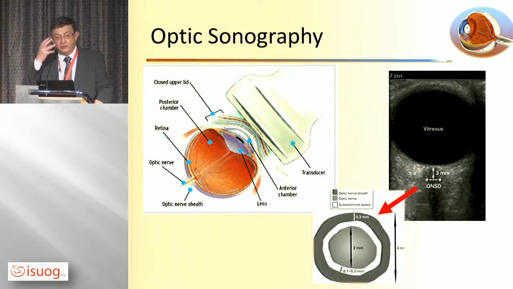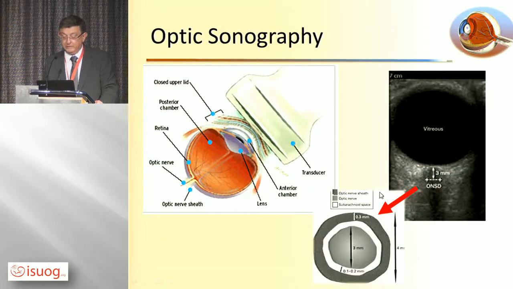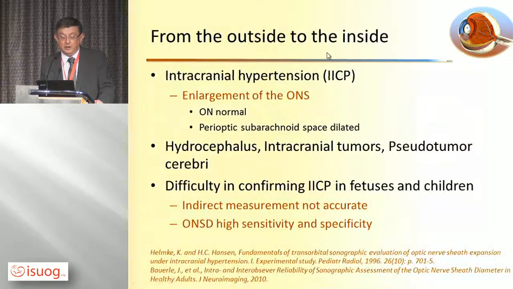We can perform sonography of the optic nerve in children and adults, and what you see here again is the optic nerve sheath that is formed by three different structures: the optic nerve sheath itself, the fluid around, and the optic nerve. Now, if you look from the outside to the inside, we can check for intracranial hypertension by an enlargement in the optic nerve sheath.